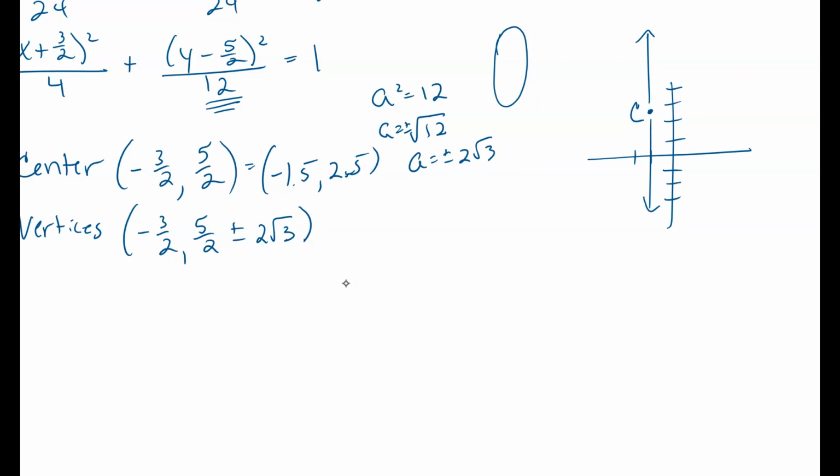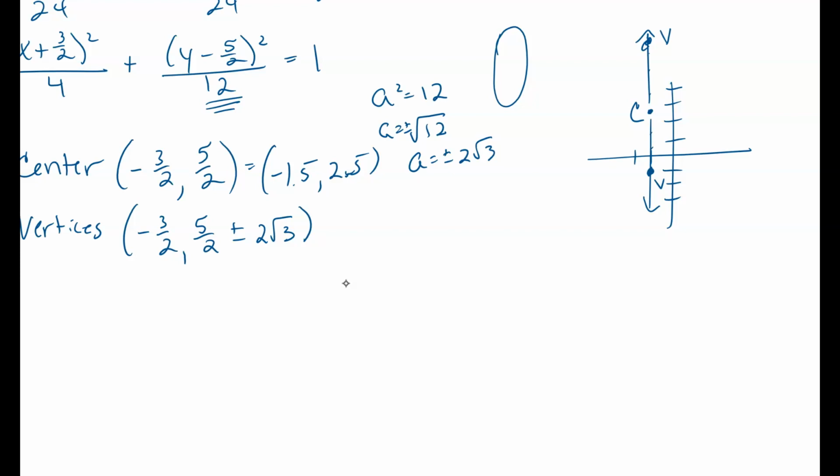Now, 2 root 3, what is that about? Well, let's remember 4 squared is 16 and 3 squared is 9. So we're between 3 and 4. So we just got to go up 1, 2, 3, close up here. Then we got to go down 1, 2, 3, and we're right here. I'm not overly worried about whether your vertices are perfectly graphed in this diagram, but we get the gist of it. Now, we still have to solve for c.